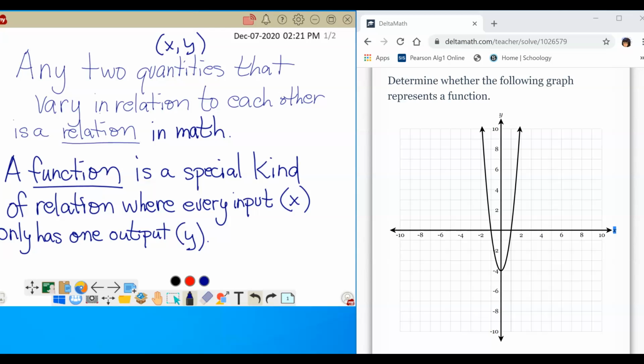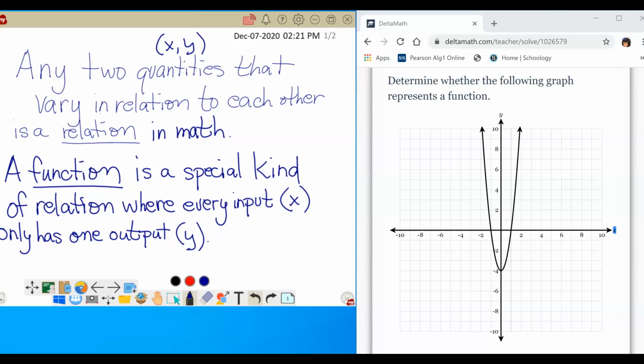Okay, in this video, we are going to talk about functions and review just the basics, okay? The name of this video is going to be function basics, okay?